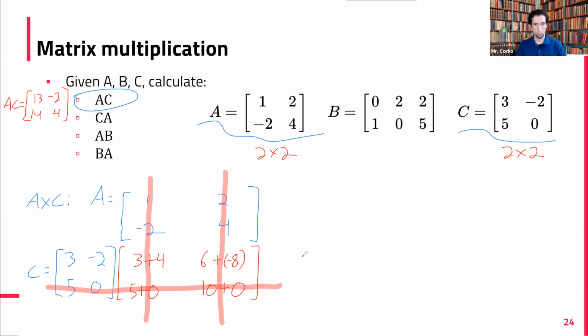That's the work. So our actual result here, C times A, will be equal to what? 7, -2, 5, 10. All right, 7, -2, 5, 10. What do we notice about A times C and then about C times A? The results are not the same.